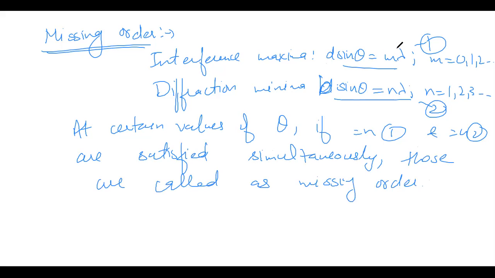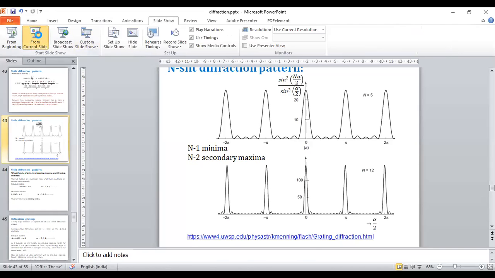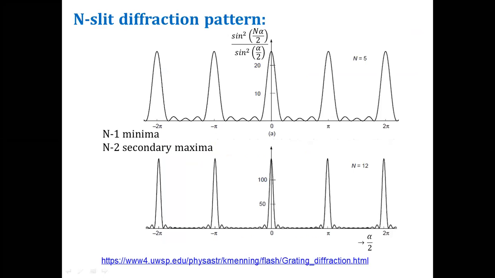That means the interference values of m will be missing from your intensity distribution pattern. This is the concept of missing order. Let me show the picture for the same. At the top, sine square n alpha by 2 over sine square alpha by 2 is shown as a function of alpha by 2 for 5 slits, and then it is shown for 12 slits.